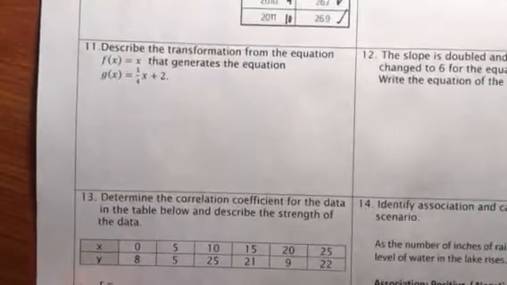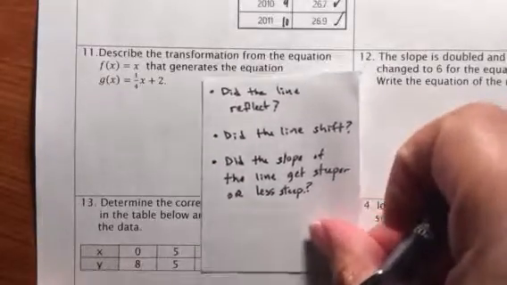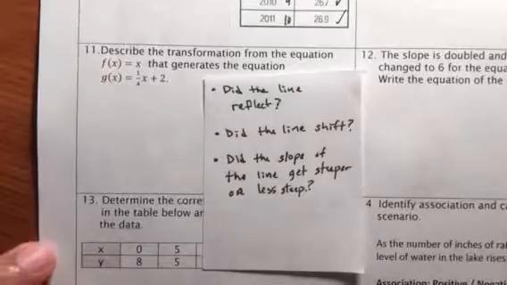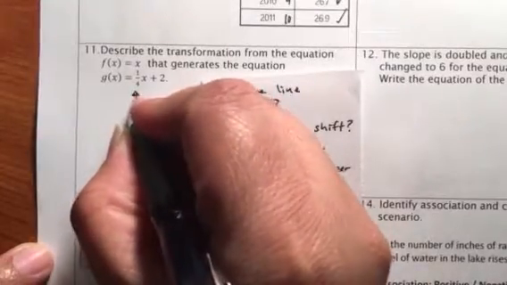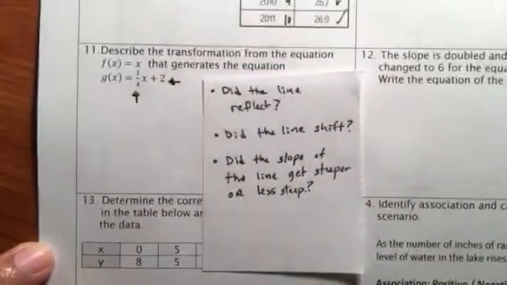Okay, so number 11. We want to describe the change from the equation f of x equals x that generates the equation g of x equals 1/4 x plus 2. So if you'll remember, the other day we talked about these questions. Did the line reflect? Did the line shift? Did the slope of the line get steeper or flatter? Okay, so as you can tell, we have 1/4 with the slope, and we have 2 added.